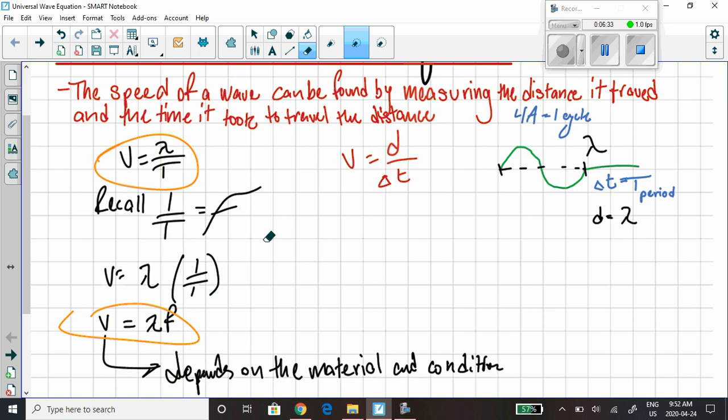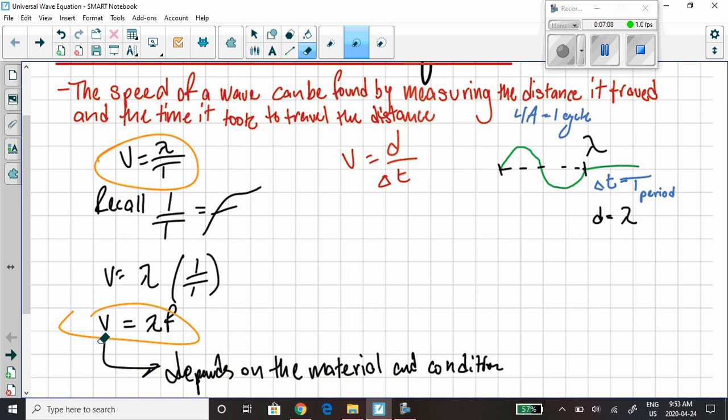If you divide something by 2, it's the same as multiplying by half. If you divide something by 3, it's the same as multiplying by a third. If you divide something by T, the period, it's the same as multiplying by 1 over T. But remember that the 1 over T, 1 over period, is nothing more and nothing less than frequency. So the second way you can write the universal wave equation is the speed of a wave is equal to its wavelength multiplied by its frequency.